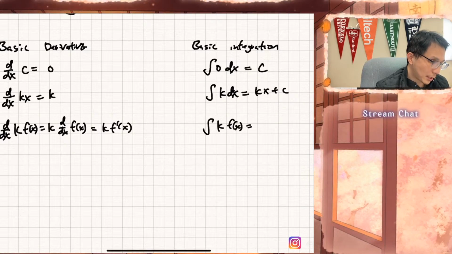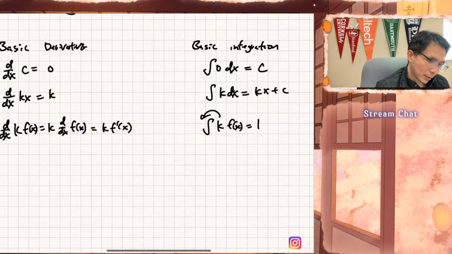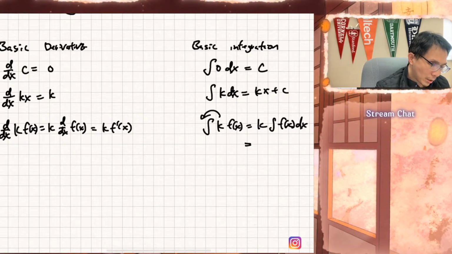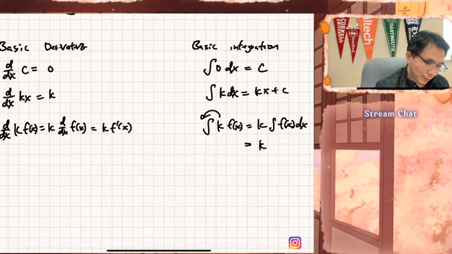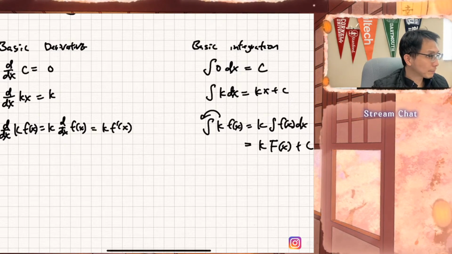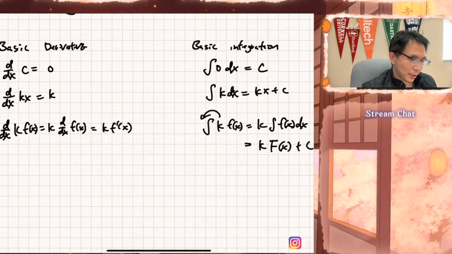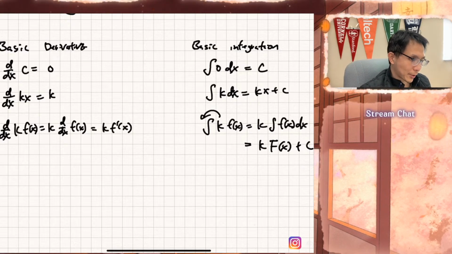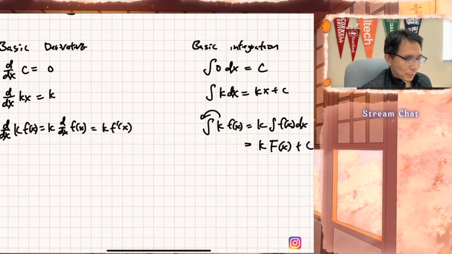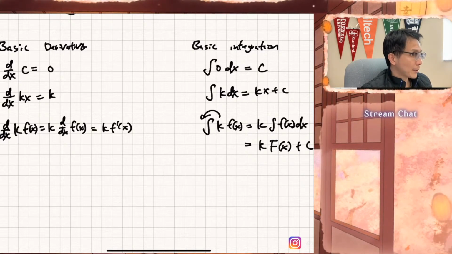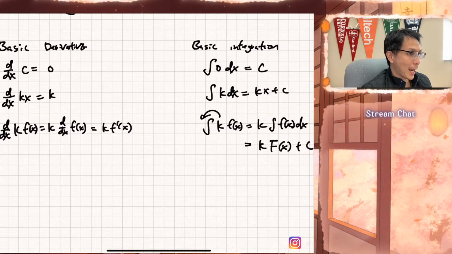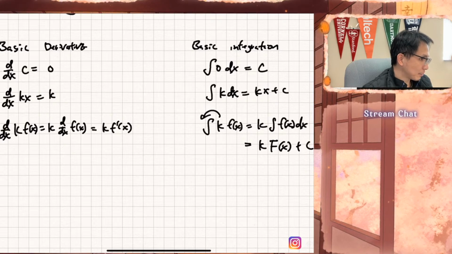Well, the truth is, you can take the k outside as well. So that's k times the integration of f of x dx, which would be k times F of x plus c. Does that make sense? You might ask, why don't I distribute that k to the c? You don't, because c is some type of constant. And we're going to talk about how c could be any value.